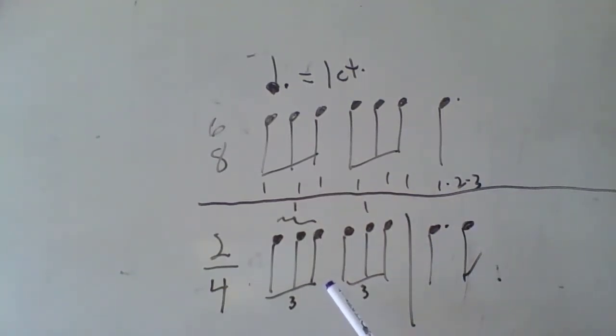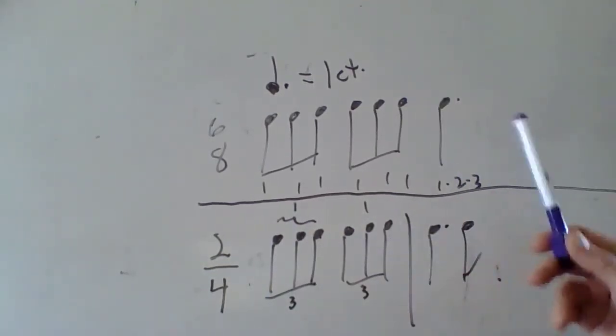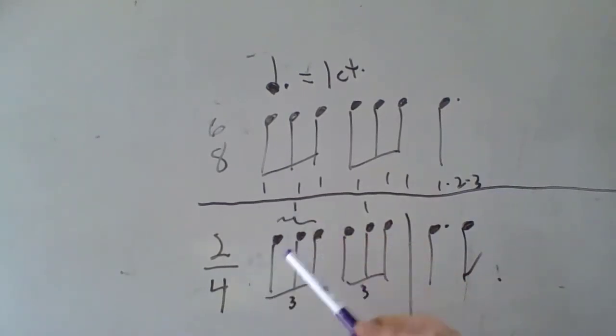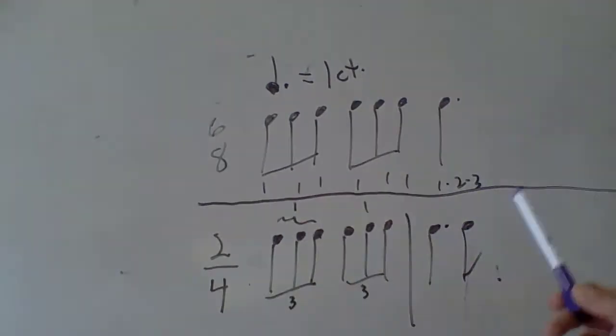In 2/4 time, we need to slow it down. So each triplet is 1 count, three notes per count. 1, 2, 3, 1, 2, 3, 1, 2.